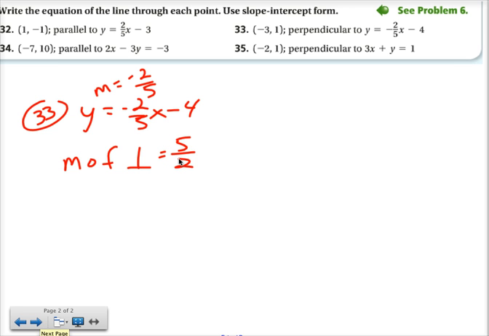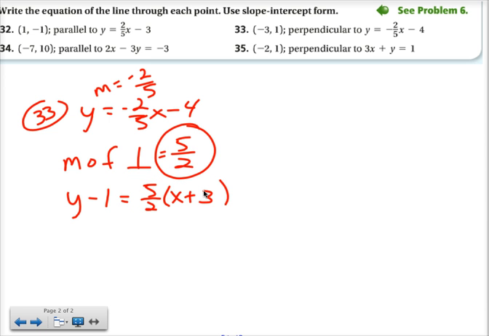Now, I will warn you, circle that slope, do something so you don't accidentally go back and use the parallel slope. It happens all the time. And then we have our point of negative 3, 1, so it will be y minus 1 equals 5/2 times x minus a negative 3, which will be x plus 3. And now this one said we're supposed to keep going and use that slope-intercept form. So we distribute the 5/2. And remember, with fractions, it's top times top, bottom times bottom, and this is really 3 over 1.